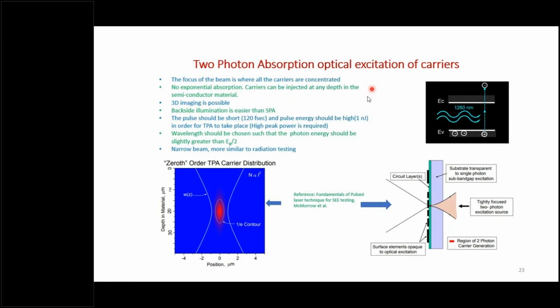And that will also make 3D imaging possible because you could move on a plane, on an XY plane, but you could also move it in the Z direction to see what the sensitivity is along Z. So you can create a 3D image of this when you use the TPA. And the charge track is also more similar to radiation testing, which is another advantage.